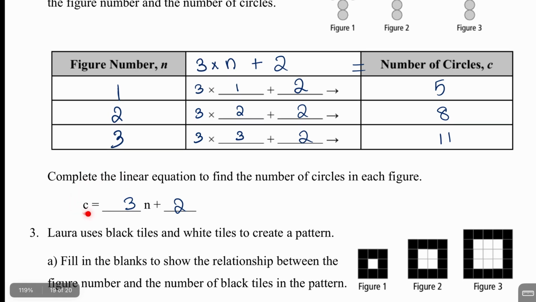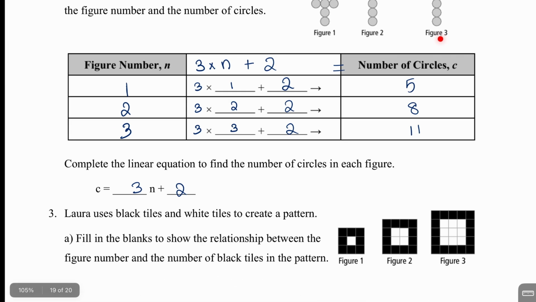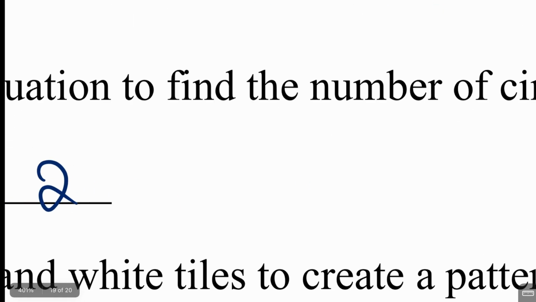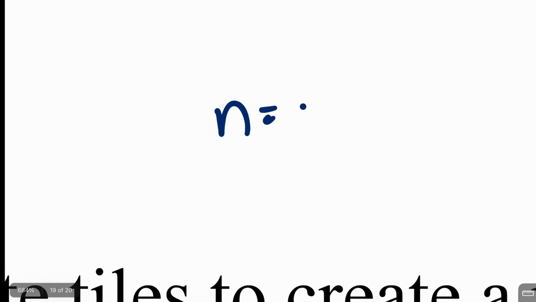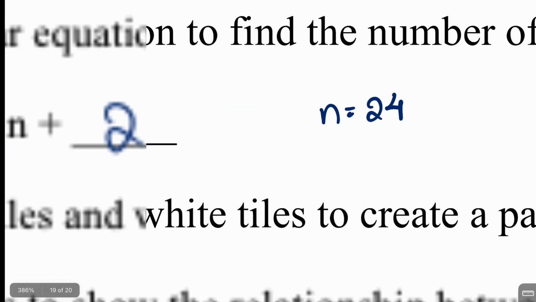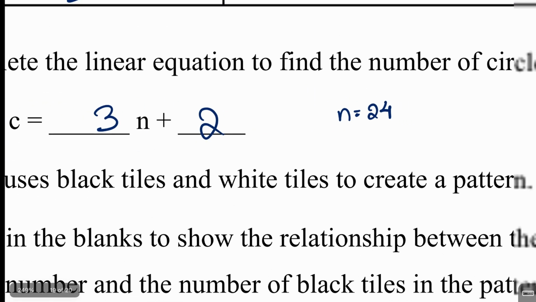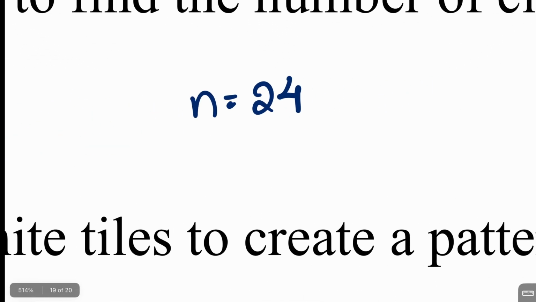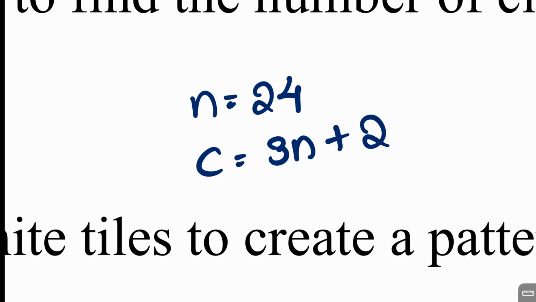Now we have an equation C equal 3n plus 2. Now your question is how many circles are there in the 24th figure? So you have to substitute n equal 24 in this equation, C equal 3n plus 2. And you have to replace this n with 24. We call it substitution.